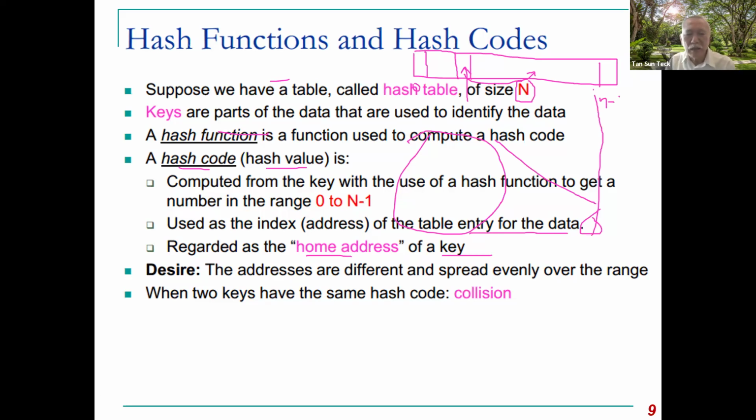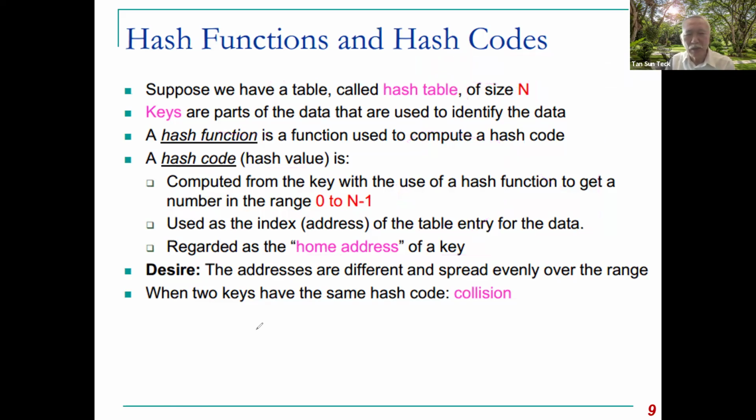The desirable situation is that these addresses are different and spread evenly over the range so that we don't have the problem of collision. When two keys have the same home address, the same hash code or the same hash value, there is a collision and we have to resolve it. In fact, this is the main part we are supposed to address, as compared to the direct addressing table, because of this collision.